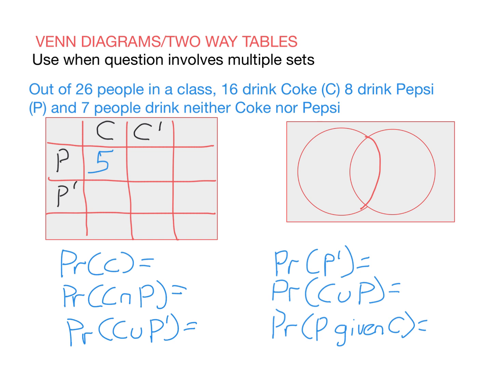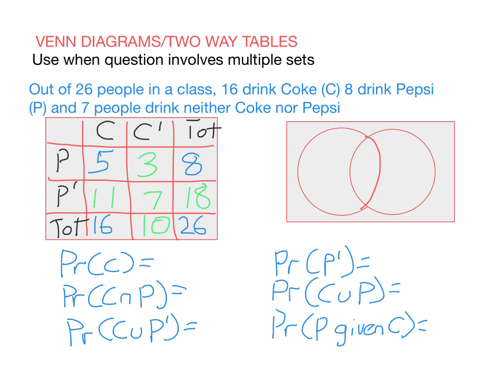We're also told here that 16 drink Coke, so in a two-way table, always this last row is total, this last column is total. We're also told in the question that 8 people drink Pepsi, so I'll put an 8 here. That's the total of the Pepsi drinkers, and our total should add up to 26 because there are 26 people in the class. So we now have enough information to fill out the rest of this two-way table. This number here is saying, what do you add to 5 to get to 8? It has to be 3. And similarly, 11 go here, 18, 7, 10.